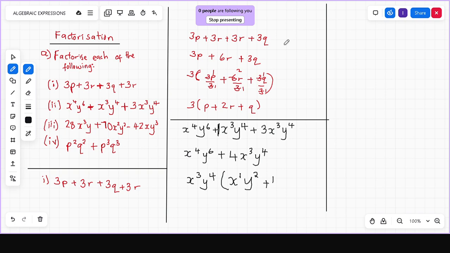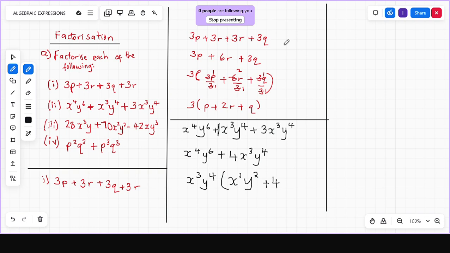We did not take any number outside the bracket. We got 3x's. Now we take 3x's outside the bracket. How many x's are we going to be left with? We're going to be left with 0x. We got 4y outside the bracket.